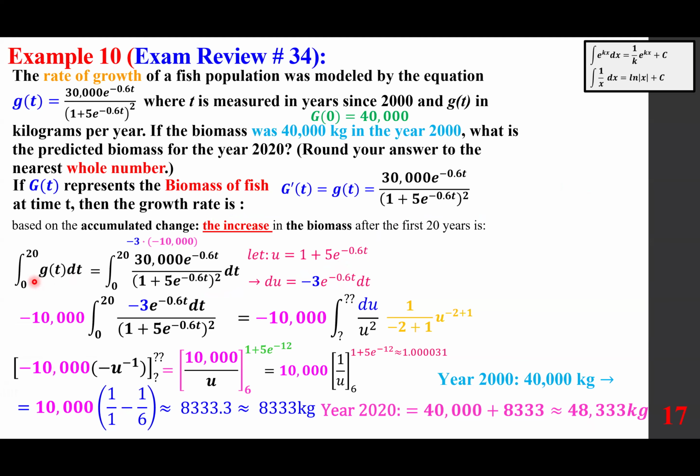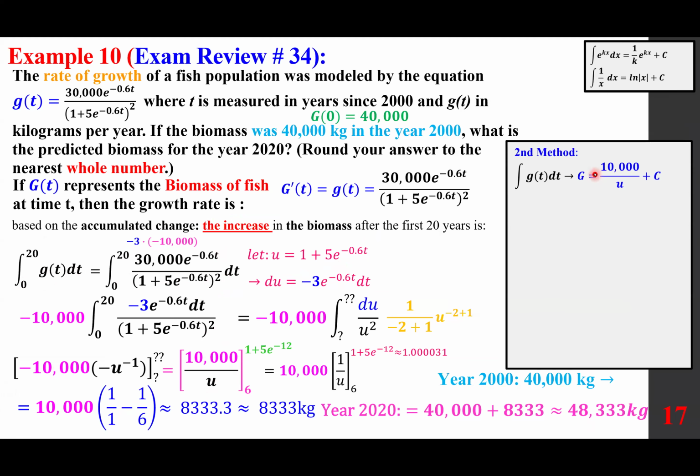So instead of taking the integral from 0 to 20, you're going to take the integral in general. And the integral, I'm going to come here and see the answer was 10,000 over u. So that means 10,000 over u plus a constant. That's the meaning of it. And then I'm going to say, therefore, the capital G of t is 10,000 over, I put the u, 1 plus 5 e to the power minus 0.60, plus a constant.